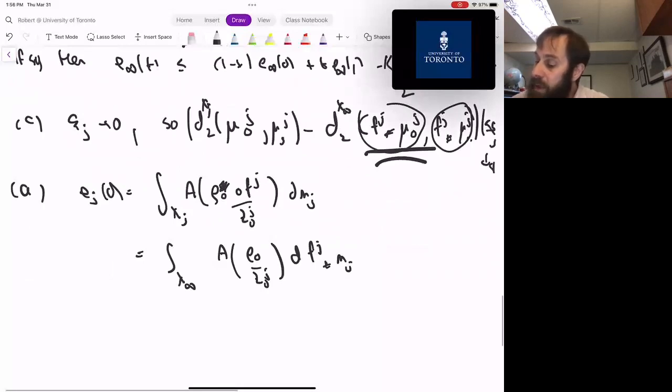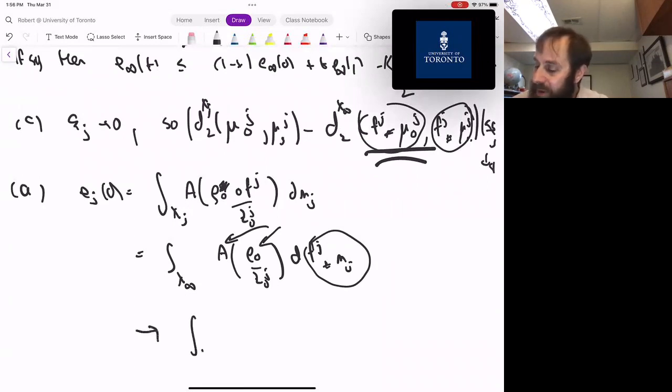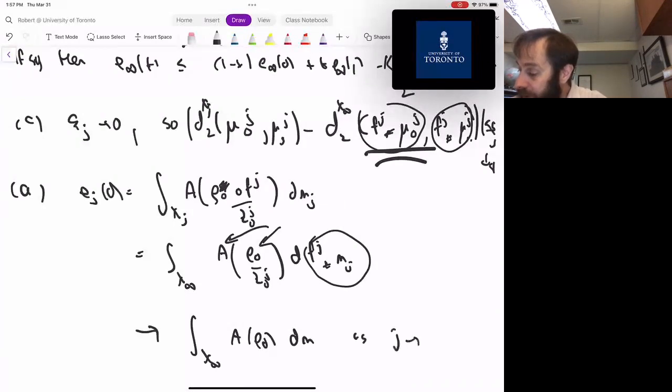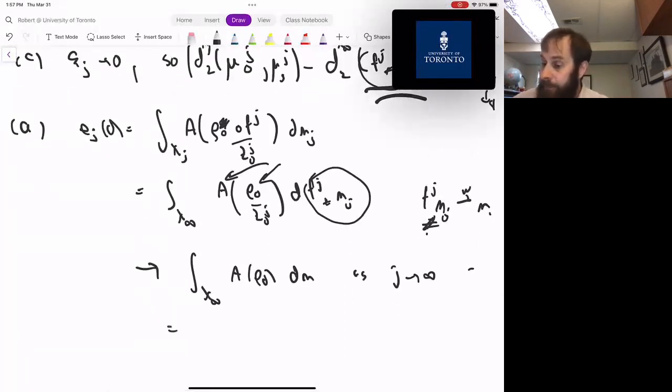And because rho zero is continuous and A is continuous, I'm integrating a continuous function against a sequence of measures, and these measures are converging weakly. So along the subsequence, they're converging weakly. So this goes, as J goes to infinity, to the integral of A of rho naught dm, by the weak convergence of these measures. And that's E zero or E infinity of zero. That's just what we wanted. And it works the same at time one because we use the same construction at time one.